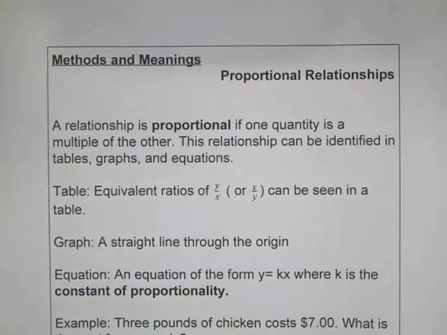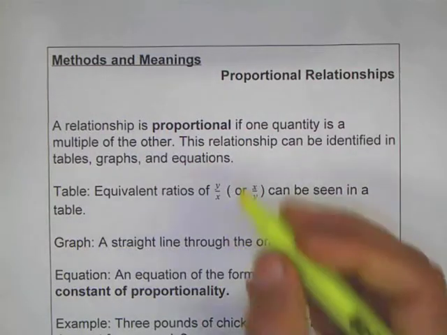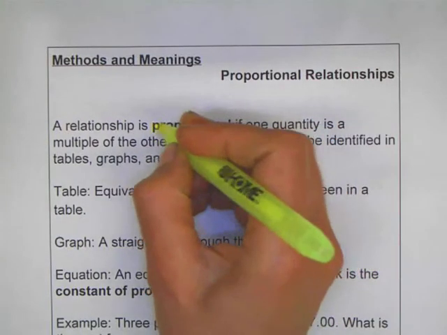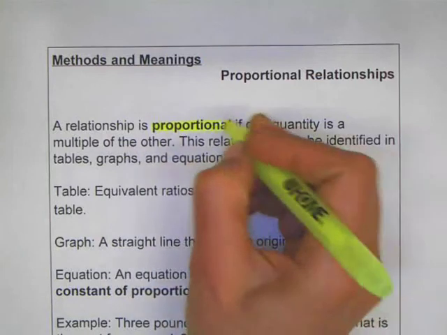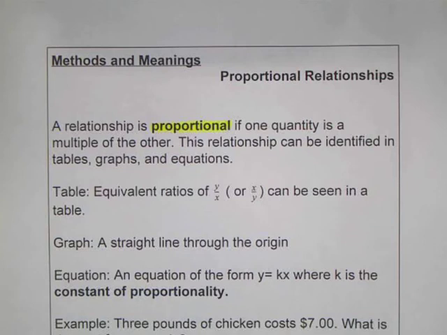But basically, a relationship is proportional if one quantity is a multiple of the other. What does that mean? It's like I go to the grocery store and I buy 1 pound of something and I spend $2. If I buy 2 pounds, I'm going to spend $4. So I'm multiplying by 2 for every pound I buy. So that is a multiple of the original cost per pound.